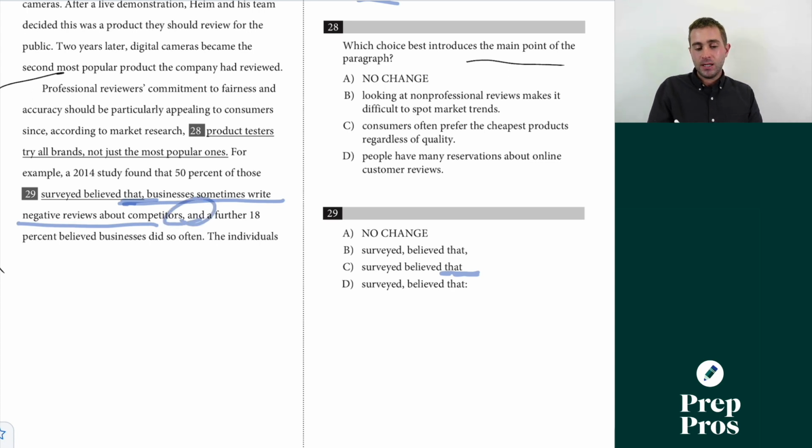This comma here is not used for extra information. It's used to join our two independent clauses together. So here we simply don't need any punctuation. We have a that phrase. It's essential, so we're not placing any commas there.